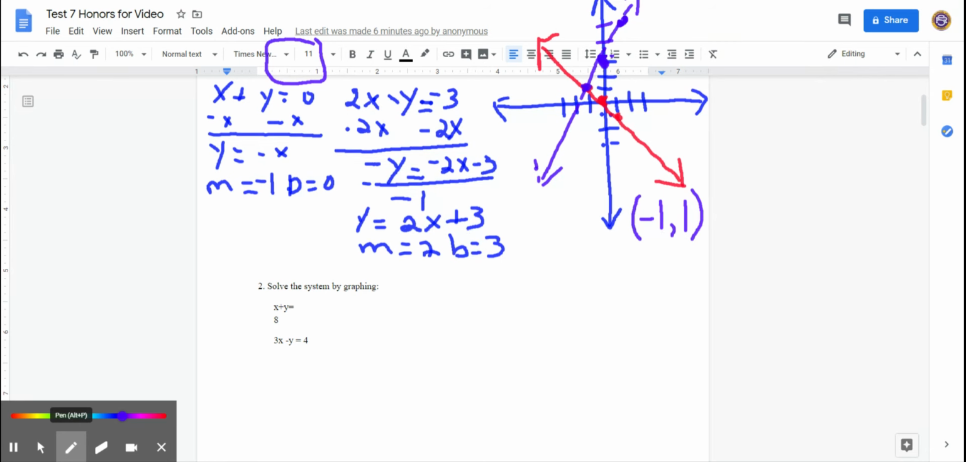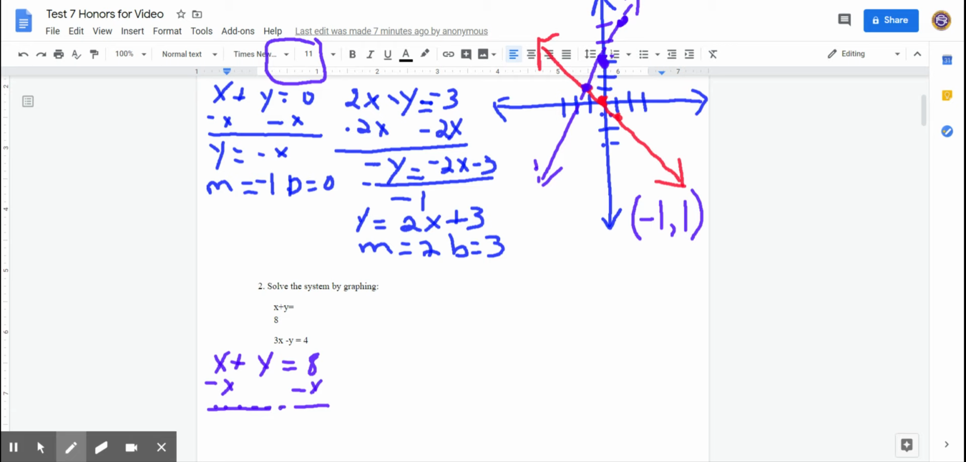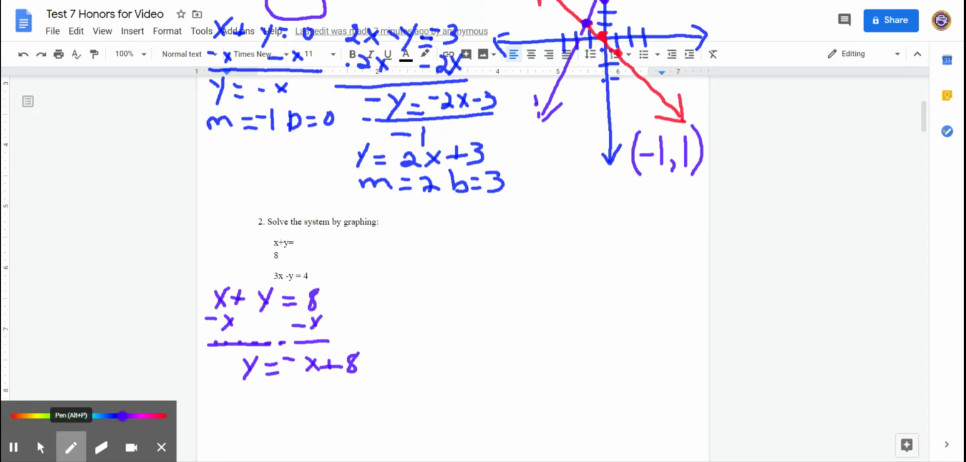Second problem, x plus y equals 8. Again, we have to solve for y, so we're going to subtract x from both sides. So when we subtract x from both sides, we get y equals negative x plus 8. So our slope is negative 1, and our y-intercept is 8.